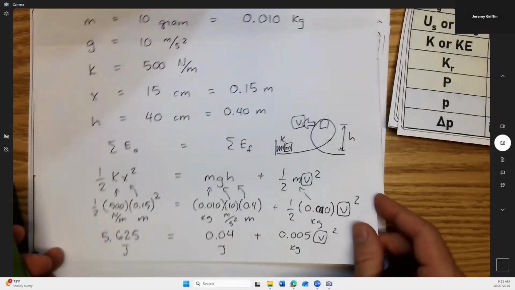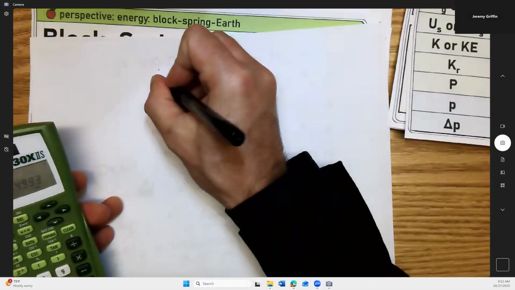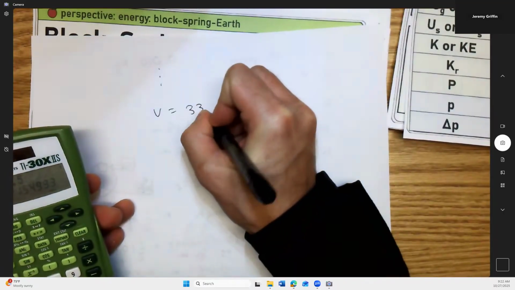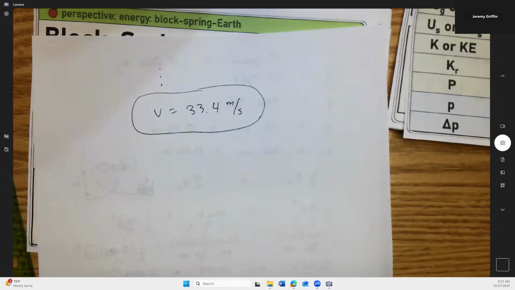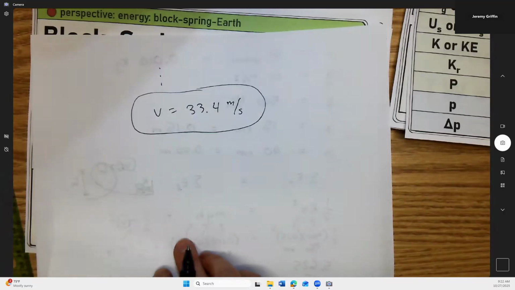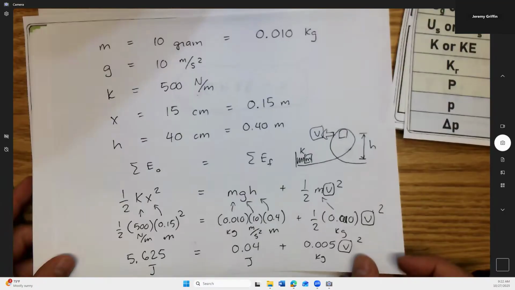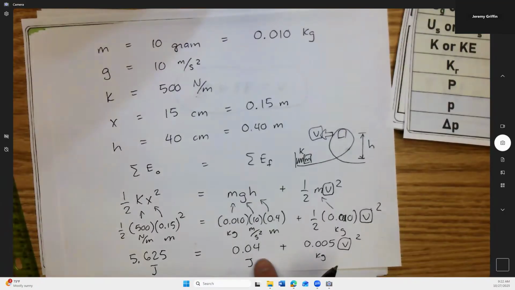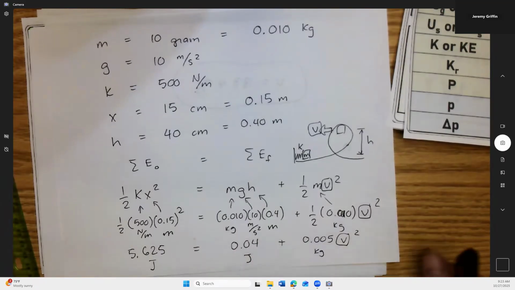Okay, you guys got that so far? So what I'm getting at the end is V equals 33.4 meters per second. All right, you guys get the same thing back? Oh, like that. Now, let's see. Next class, if I have 10 times the mass, that would still work out, no issue. All right, guys good?